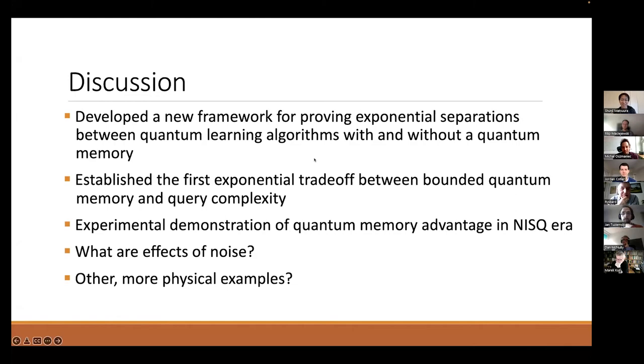Shunji? Yes. Thank you for the very interesting talk. So could you comment about, if I want to use quantum machine learning, there is a story of dequantization. If you want to use quantum machine learning, which direction should we go?